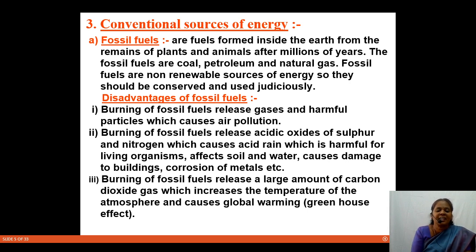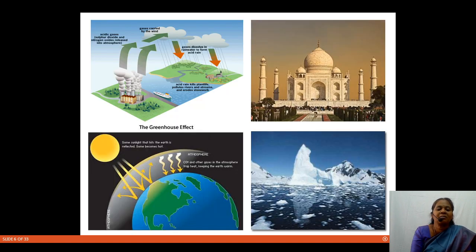It will affect the greenhouse effect. Now I am showing some examples for such disadvantages. Because of acid rain, the marble of the Taj Mahal is going to spoil. Because of global warming, all the ice in the polar regions is melted, producing a lot of water. Then ultraviolet radiation is entering. The greenhouse effect is also trapping the infrared radiation.